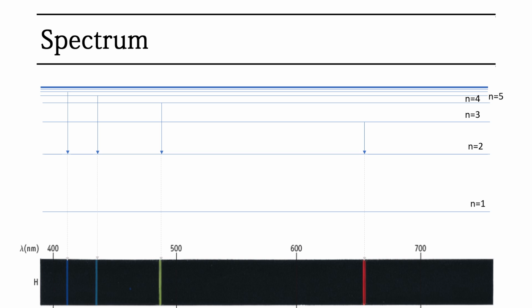So we have to give some number or letter to represent these energy levels. That is why we are studying quantum numbers and quantum energy levels.